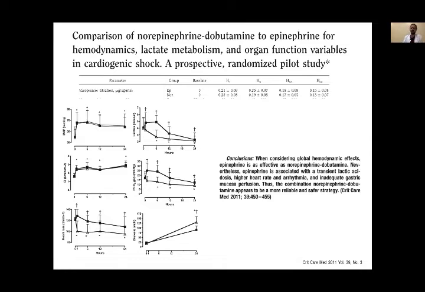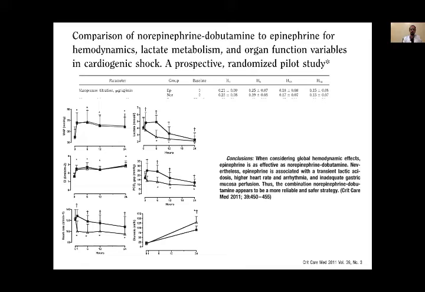Again, with norepinephrine, there is a very small randomized pilot study randomizing 15 patients with norepinephrine and dobutamine versus 15 patients getting epinephrine, with cardiogenic shock, looking specifically at hemodynamics, metabolism, and organ function.